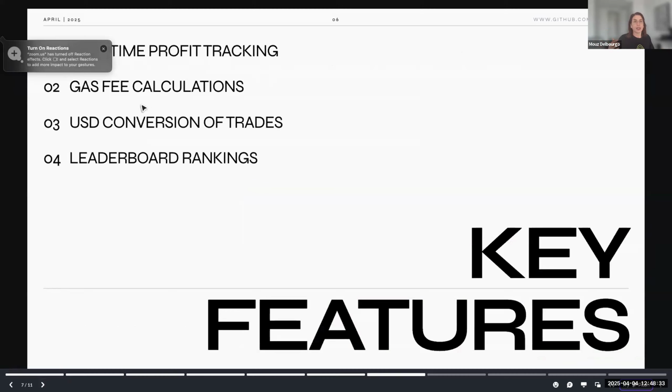So the key features of the hook are real-time profit tracking, gas fee calculations, USD conversions of trades by pulling token prices and gas prices from Chainlink, and then leaderboard rankings.